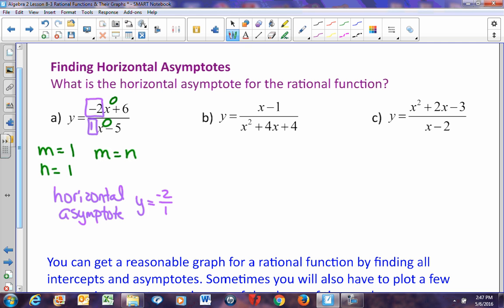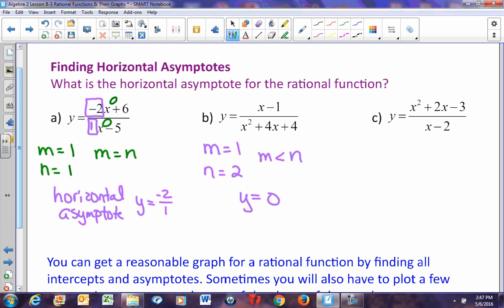In the second equation, I have x minus 1 over x squared plus 4x plus 4. It's in standard form. The degree of the top is 1, it's linear. The degree of the bottom is 2, it's quadratic. Since m is less than n, according to the rules, we have a horizontal asymptote at y equals 0. My horizontal asymptote here is y equals 0.